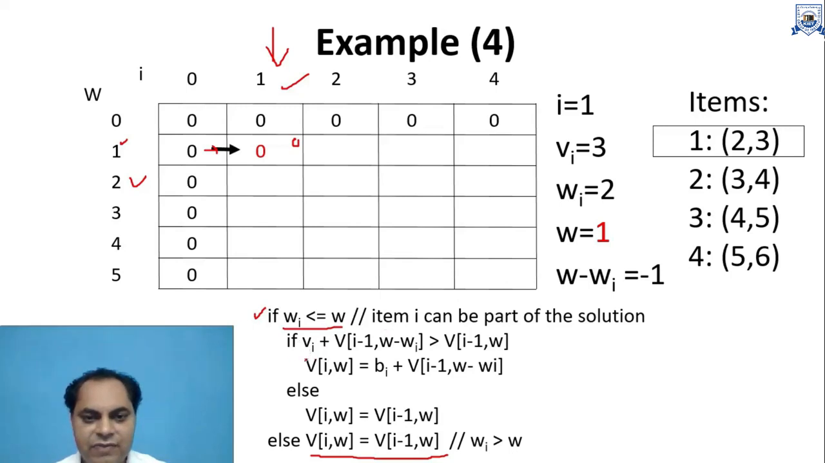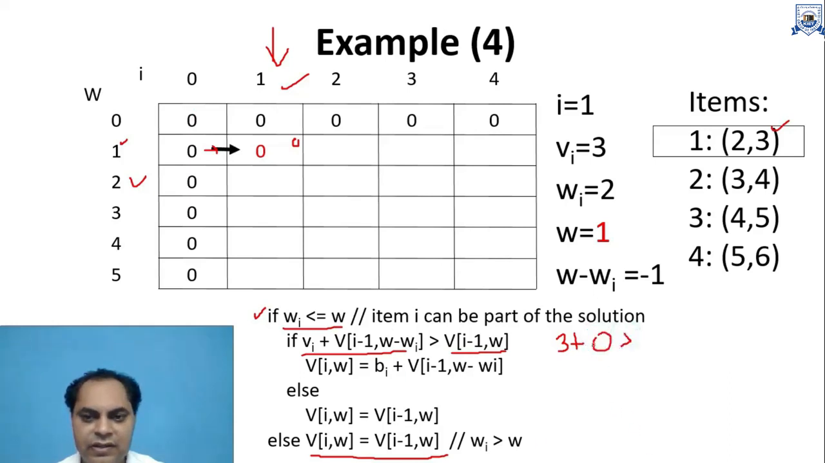Now we have to compute two things: Vi plus Vi minus 1 W minus Wi, and Vi minus 1 W. So what is the value of Vi? The value is 3. So it is 3 plus V i minus 1, W minus Wi. What is the value of i? 1. So i minus 1 is 0. What is W? 2. What is Wi? 2. So V 0 0. What is the value of V 0 0? It is 0.